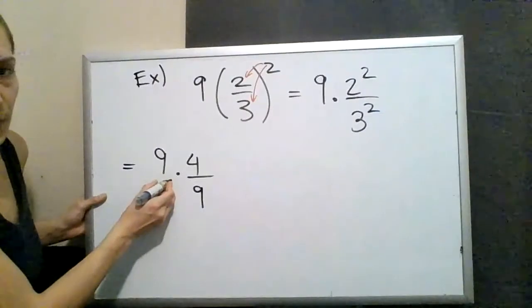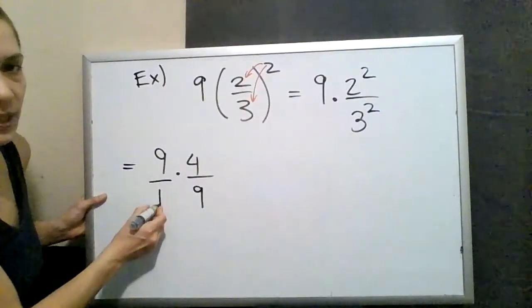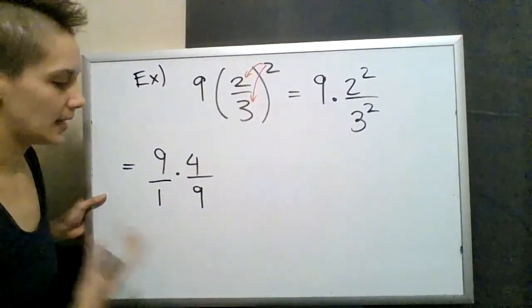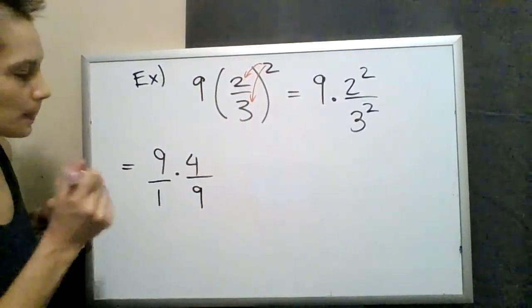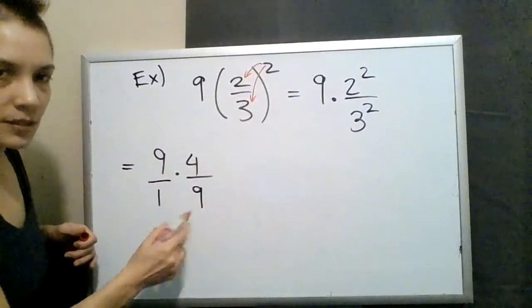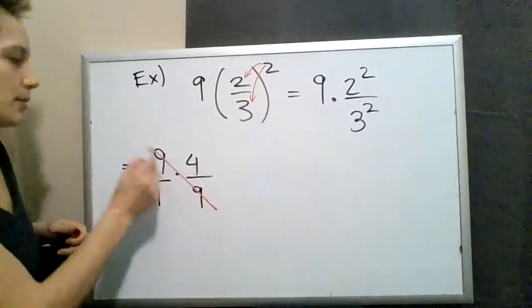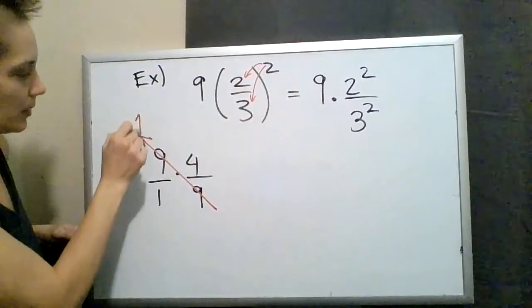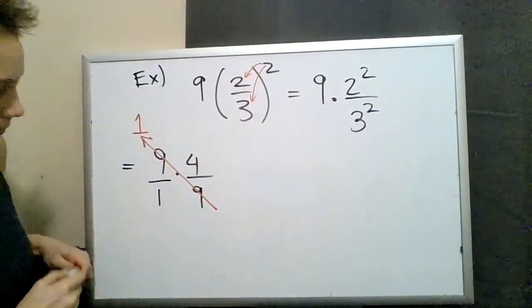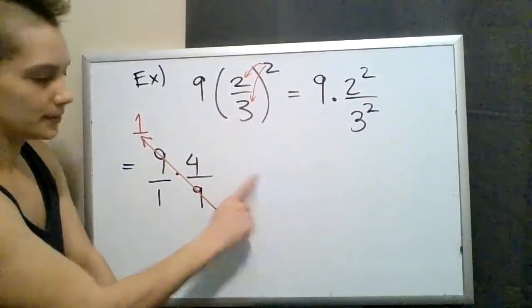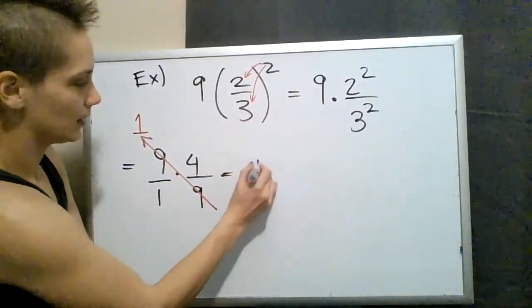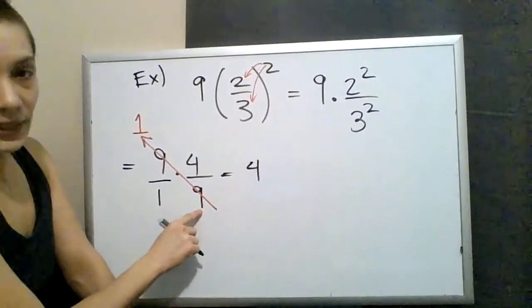If it helps to read this, I would put 9 over 1. And I know that 9 over 9 is going to reduce to 1. We could put slashes, or I sometimes like to just do an arrow through them and know that this is going to be 1. So 1 times 4 is 4, and 1 times 1 is 1.